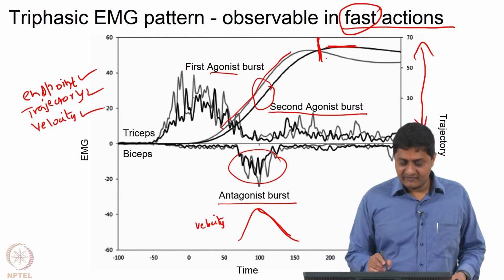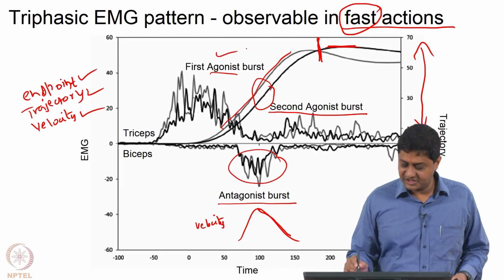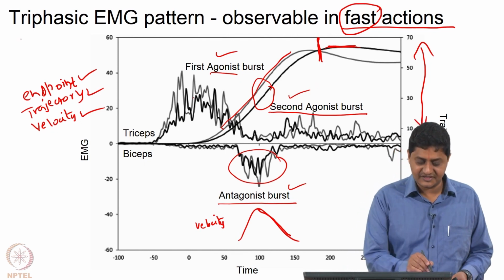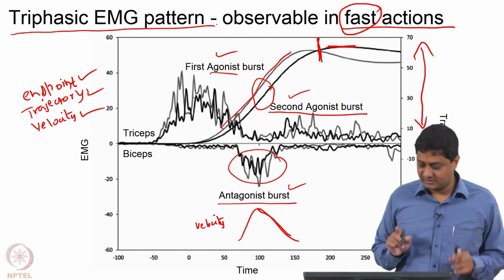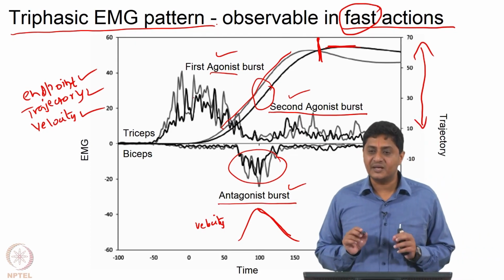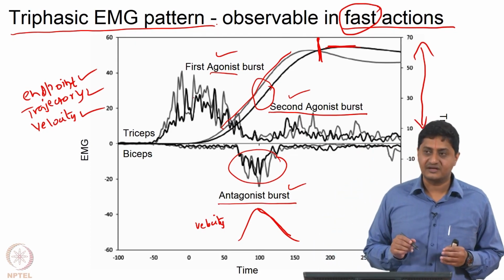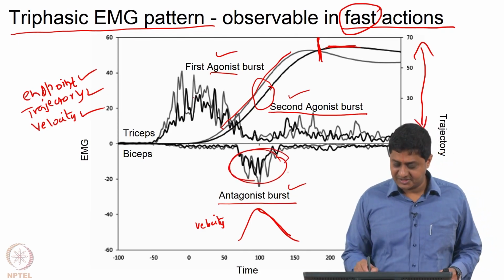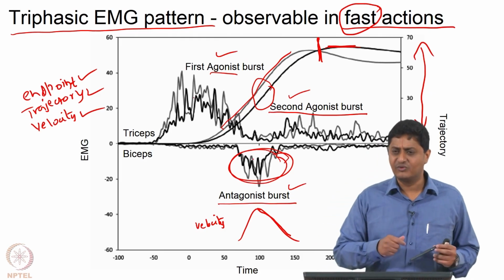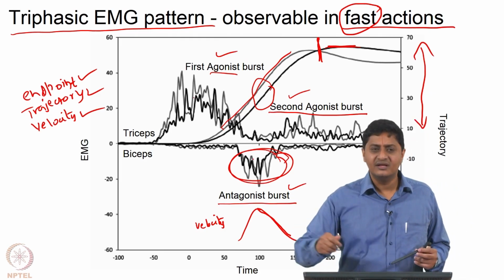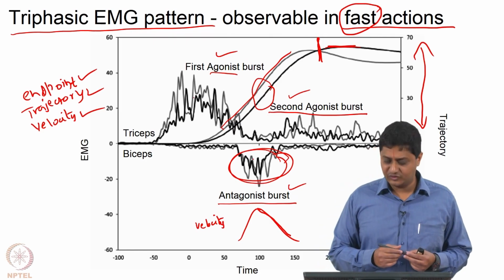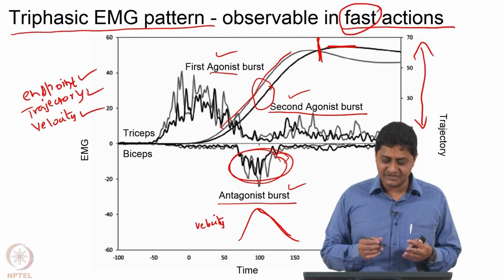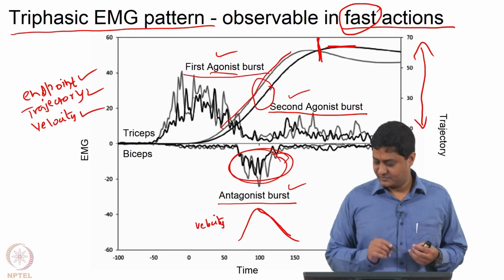So, in this case there are 3 phases: the first agonist burst, the antagonist burst, followed by the second agonist burst. This is called a triphasic EMG pattern. Important to note is that this may not be observable in relatively slow action. If the action is relatively slow, it is possible that there will be no antagonist burst. If I am making this movement relatively slowly, it may not be necessary for me to slow down, because I am already moving slowly. The moment to moment control may still be sufficient with just one burst.